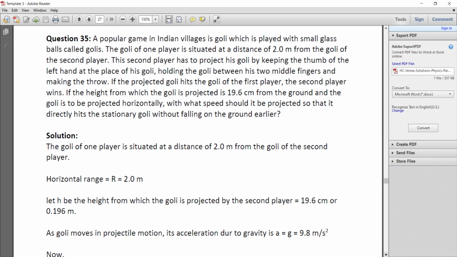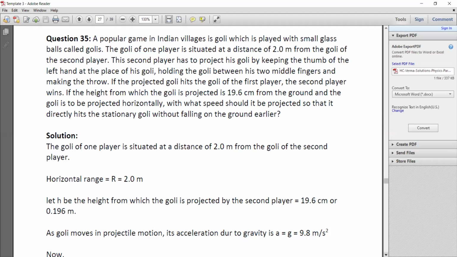Question 35. A popular game in Indian villages is goalie, which is played with small glass balls called golas. The goalie of one player is situated at a distance of 2.0 meters from the goalie of the second player. This second player has to project his goalie by keeping the thumb of the left hand at the place of his goalie, holding the goalie between his 2 middle fingers and making the throw. If the projected goalie hits the goalie of the first player, the second player wins.